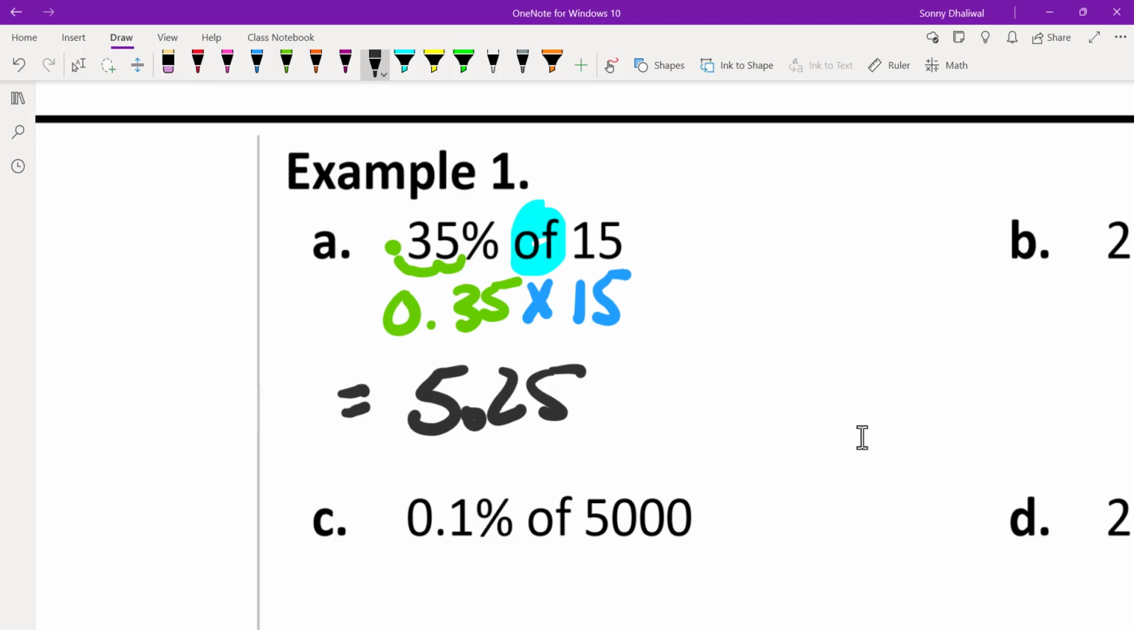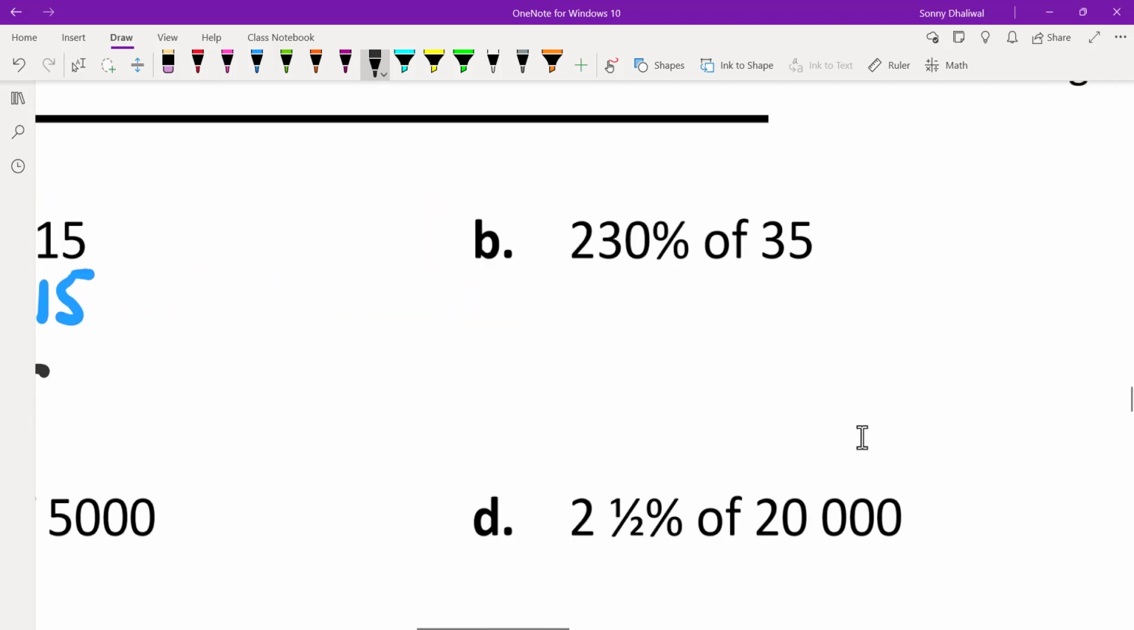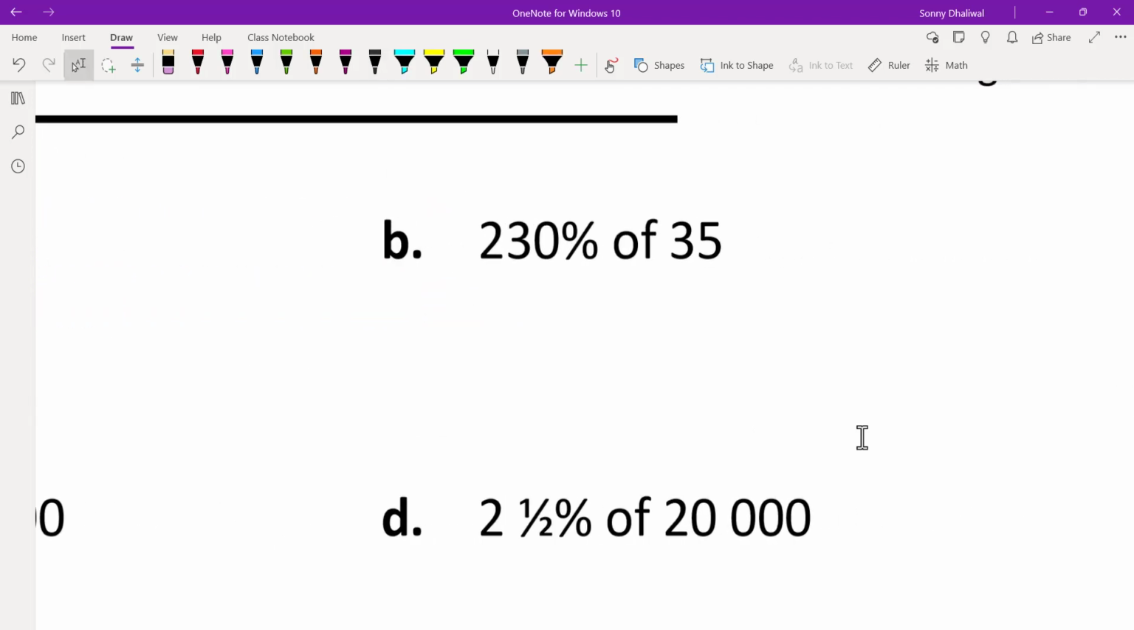So the next one, we're going to use our calculator, and we're going to do it mentally as well. This is both skills that we need to have. Okay, so this one. The "of" changed to a multiplication. We have 35 here. What's 230% as a decimal? What would that look like? 2.3. Yeah, 2.30. Move it over, put the dot there. 2.30 times 35. What do you get, Alice? 80.5.